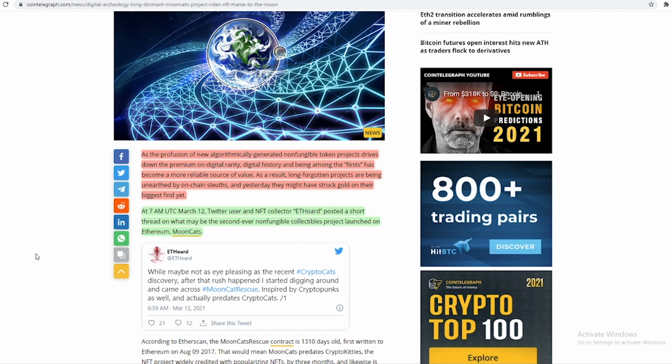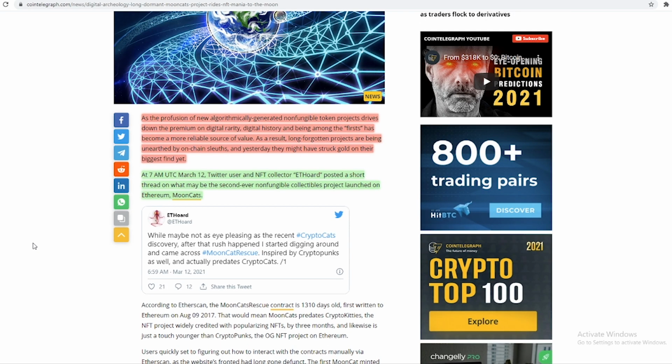At 7 a.m. on March 12th, Twitter user and NFT collector ETH Horde posted a short thread on what may be the second ever non-fungible collectibles project launched on Ethereum, MoonCats. He says, "While maybe not as eye-pleasing as the recent CryptoCats discovery, after that rush happened, I started digging around and came across a hashtag MoonCat Rescue, inspired by CryptoPunks as well, and actually predates CryptoCats."